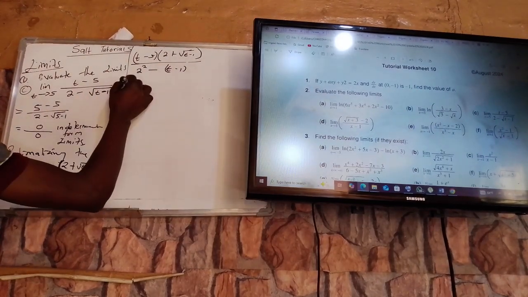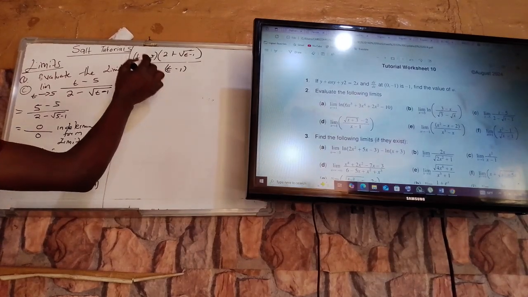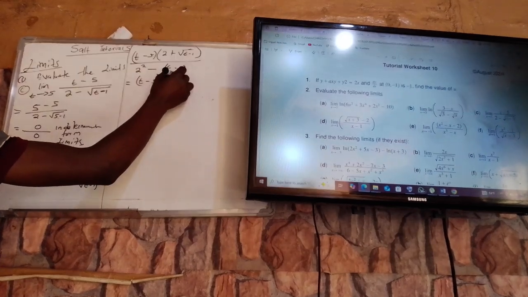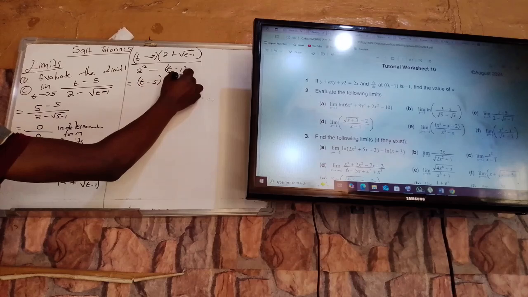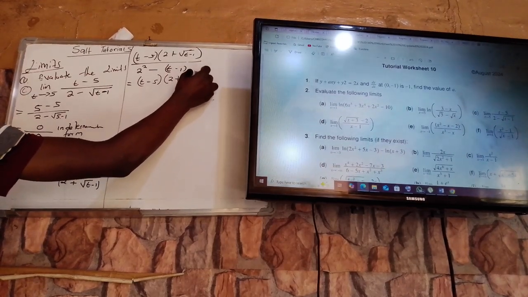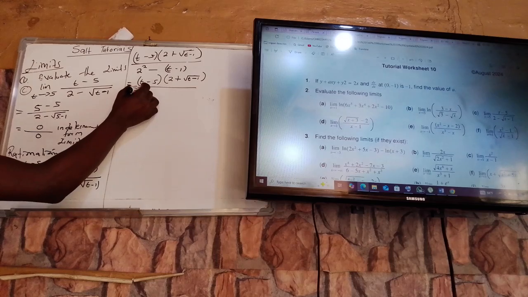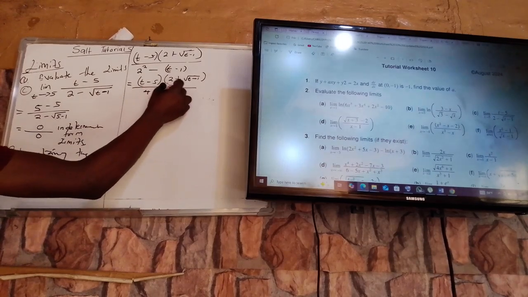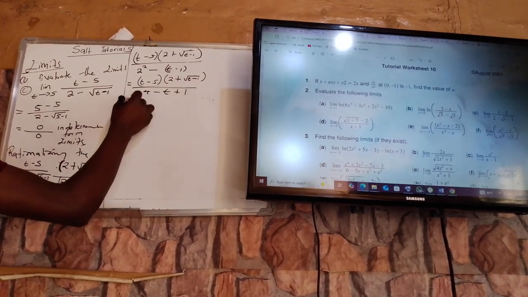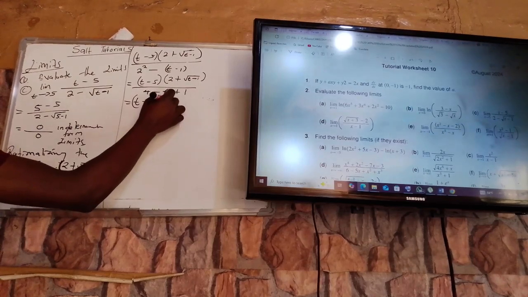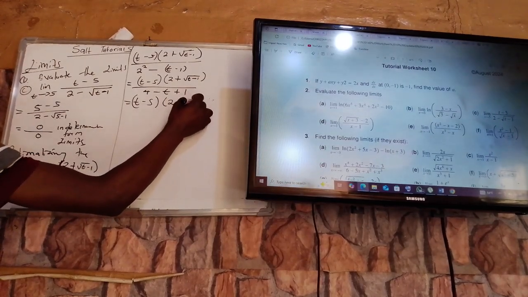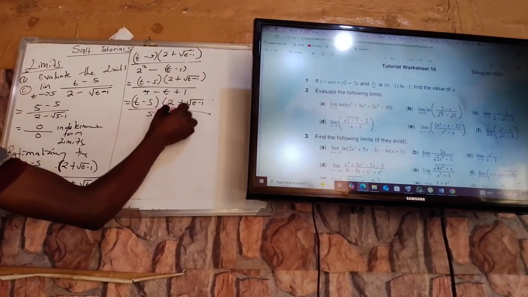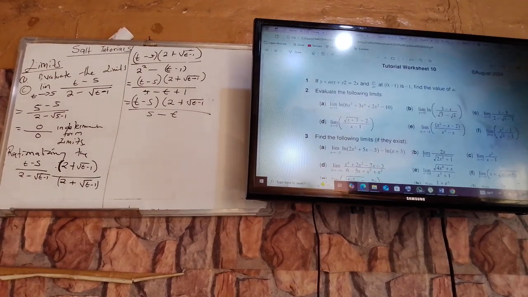So this will be t minus 5 times 2 plus root t minus 1, and in the denominator this is 4 minus t plus 1. So this becomes t minus 5 times 2 plus root of t minus 1 over, this plus that, 5 minus t. This is what we're going to have.